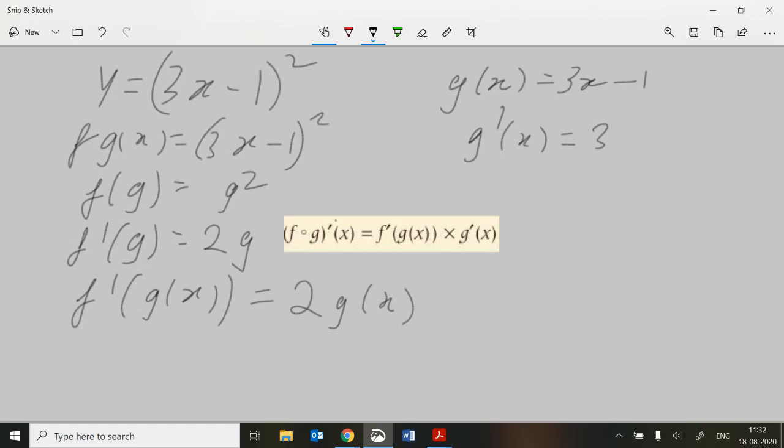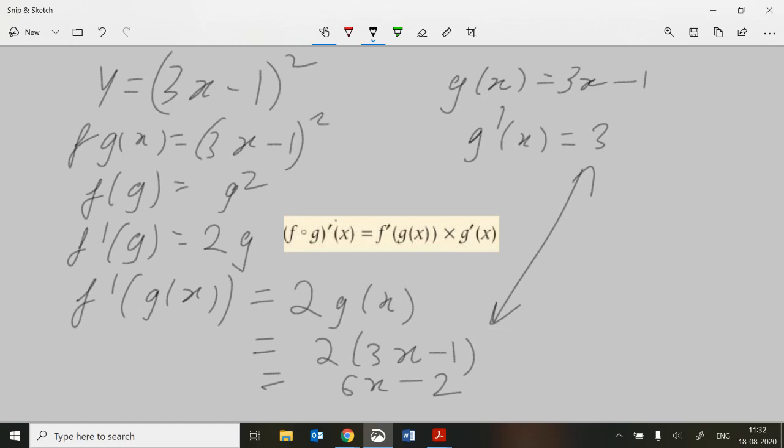Okay, so we've got two lots of g of x, and g of x is actually two lots of 3x minus 1. Now that gives us 6x minus 2. And now when we times these two things together, you can see that we can get 6x minus 2 times by 3. And we're going to get the same as before.